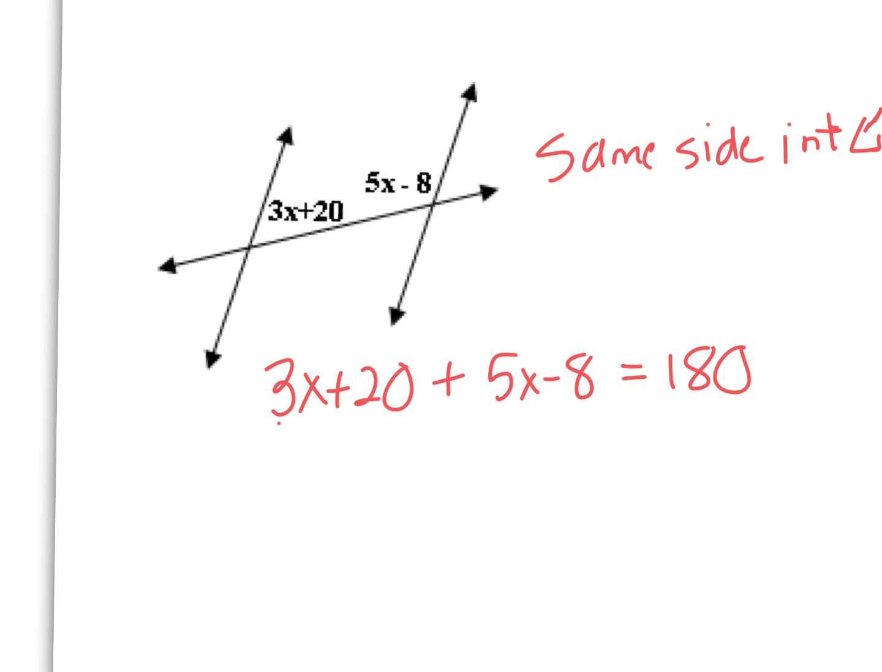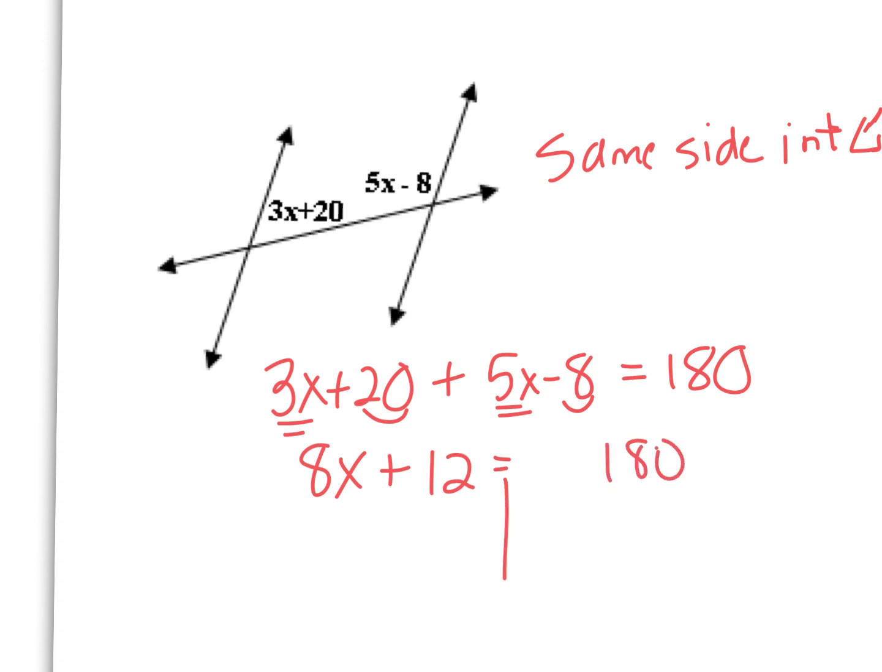Now we can just go ahead and combine like terms. They're on the same side. 3x plus 5x is going to be a total of 8x. Then we've got 20 and negative 8. So 20 plus negative 8 is 12. And then we bring down our 180 and we're ready to go.